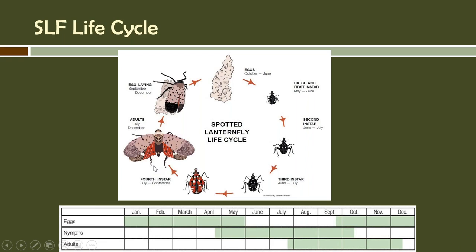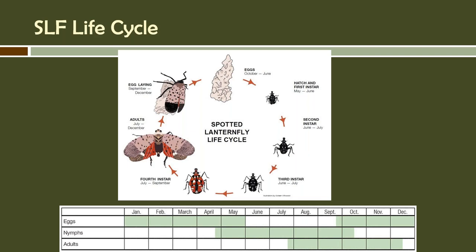We're going to talk about the life cycle of the spotted lanternfly because that has not been done yet. I've only really shown you what the adults look like. This is an insect that goes through what's called incomplete metamorphosis, which means it does not have a pupal stage like a beetle or a butterfly will. But it has several nymph instars.